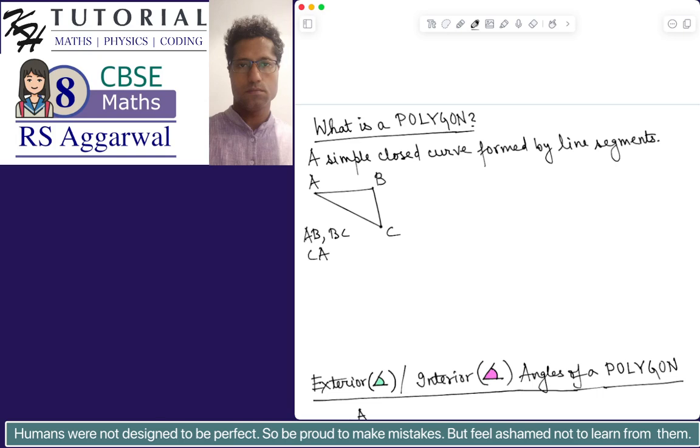Let's see some other examples of polygon. Okay, now let's see how we can draw a polygon using four line segments. Even though I am drawing the figures by hand, so the lines may not look like straight line segments, but please assume that they are straight. So this figure is definitely a polygon formed by the line segments AB, BC, CD, and DA. Okay, now let's see some other polygons.